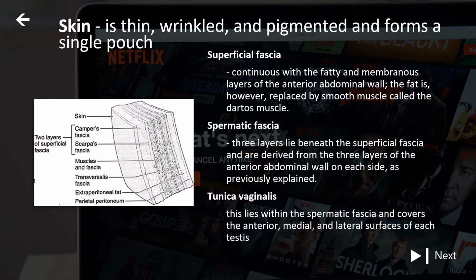The external spermatic fascia is derived from the aponeurosis of the external oblique muscle. The cremasteric fascia is derived from the internal oblique muscle. And finally, the internal spermatic fascia is derived from the fascia transversalis. The cremaster muscle is supplied by the genital branch of the genitofemoral nerve. The cremaster muscle can be made to contract by stroking the skin on the medial aspect of the thigh.